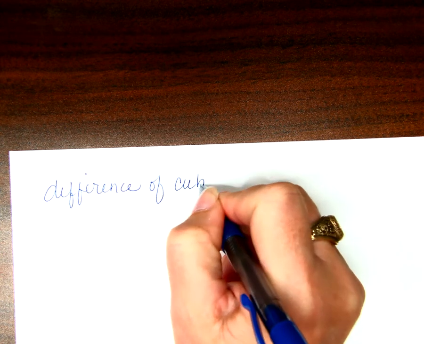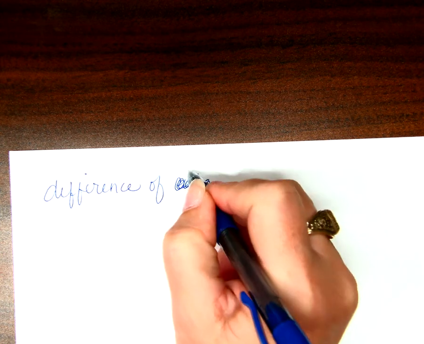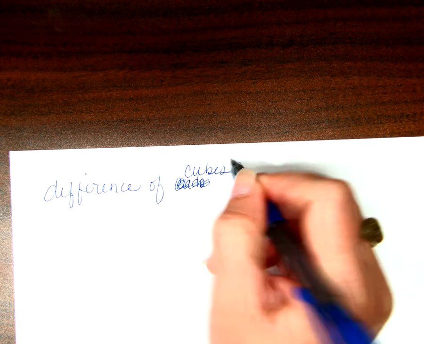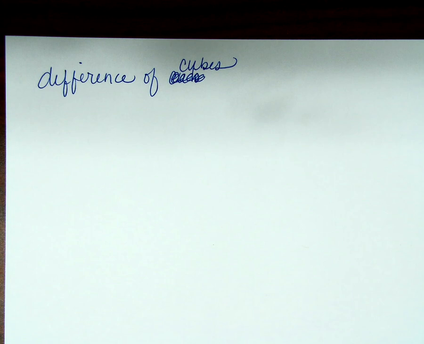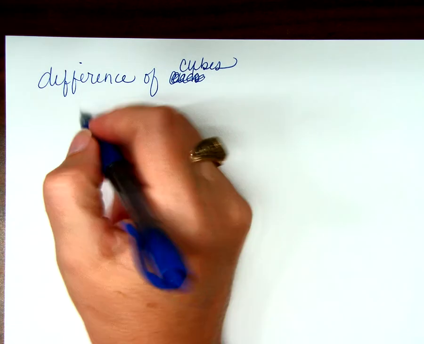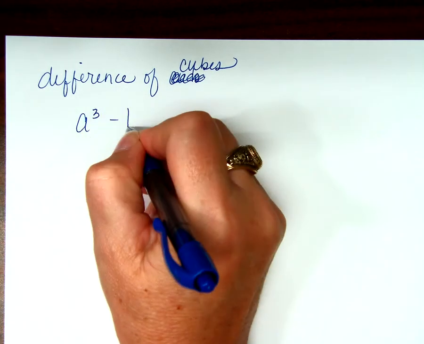Difference of cubes. So tell me what that's going to look like. A cubed minus b cubed. Very good.